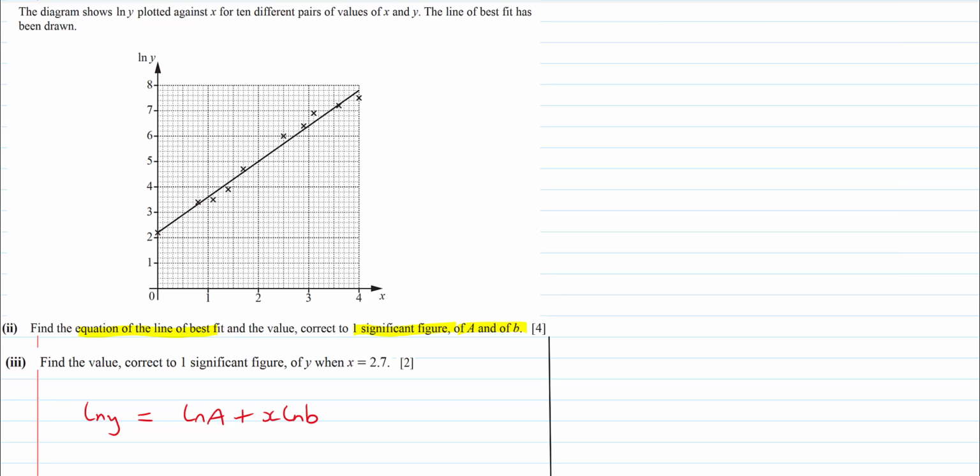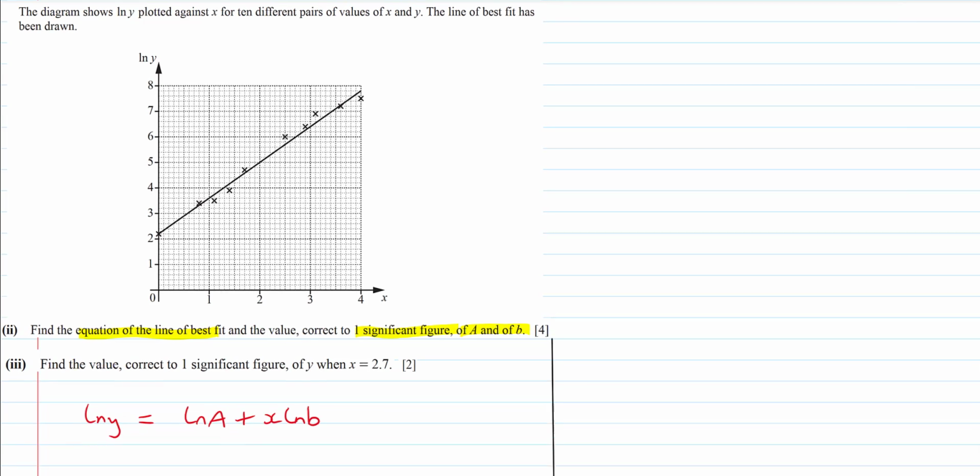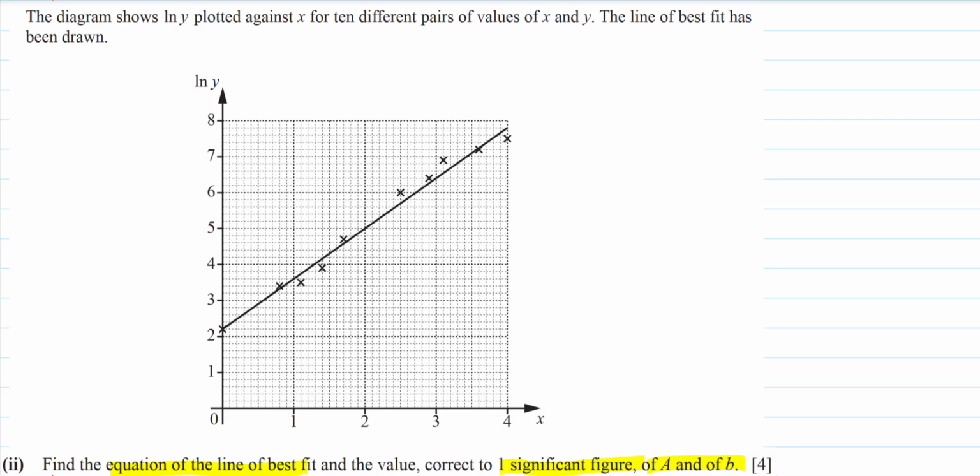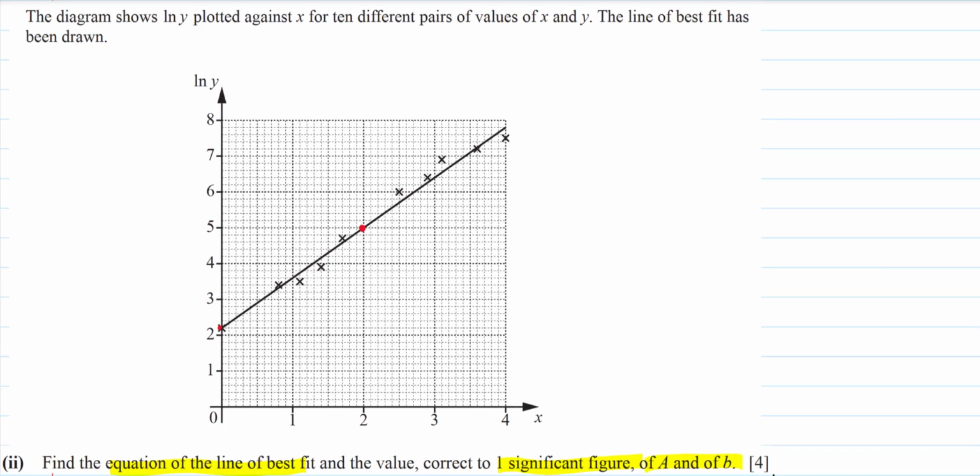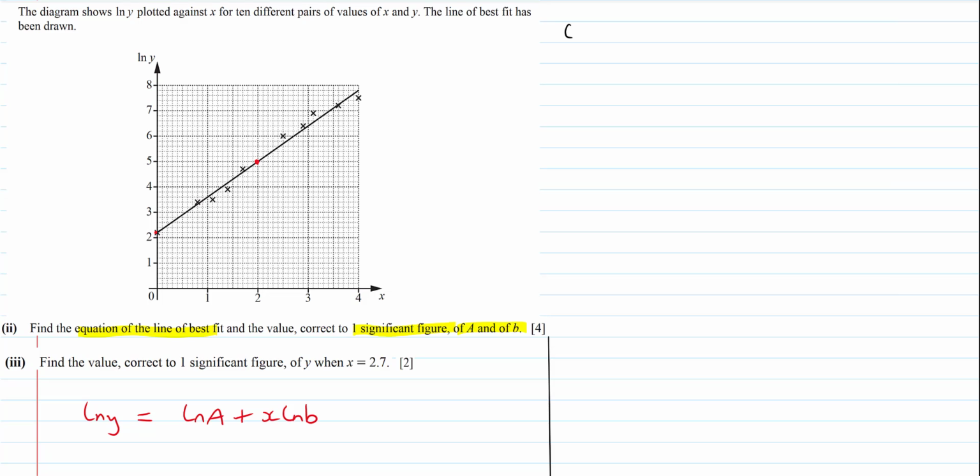So to do that, well, we need to find the gradient of it. So we're going to need 2 points on the line. So we'll take this point here, which is 0, 2.2. You could take any points, but you want to find ones that are easy to read off the graph here. And another point would be 2 and 5. So we've got our 2 points. So we've got 0, 2.2, and 2, 5.